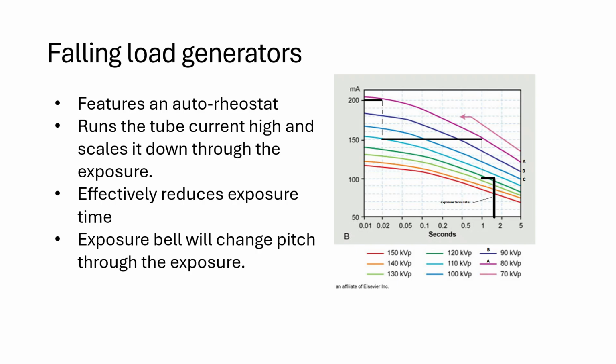So literally you're running, what is that magenta line? 80 kV. You're running 200 MA for the first 2/100ths of a second. And then the rheostat is dropping the tube current. The MA selector is dropping the tube current down to 150 MA and then running it at 150 MA all the way out to 1 second. And then, of course, we're meeting the safety threshold again. See how we're almost intersecting that purple line there? Okay. So then we drop it out to 100 MA and then we complete the exposure.